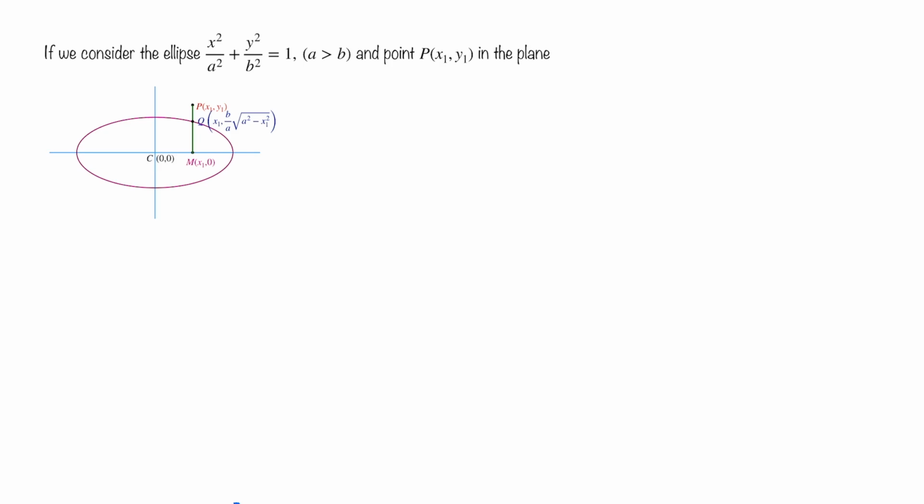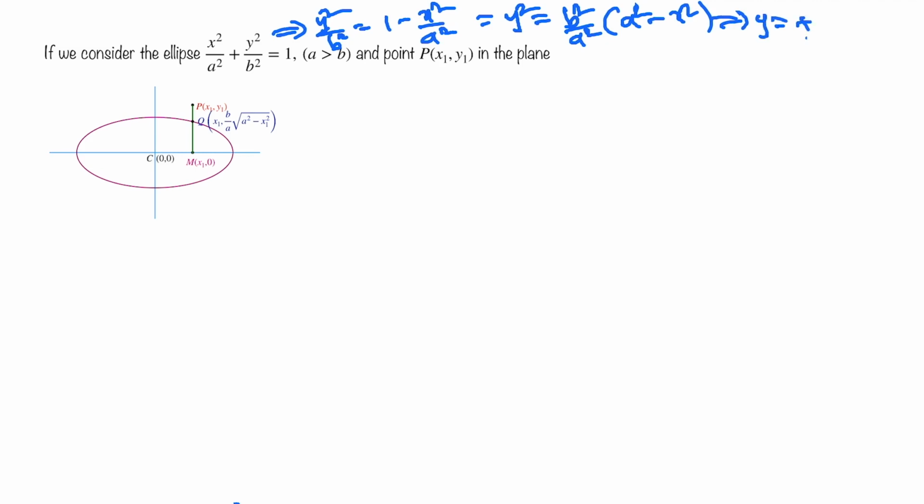Now, the y coordinate of Q is going to be b by a under root a square minus x1 square, because you know from this y square by b square equal to 1 minus x square by a square. Then y square equals b square by a square times a square minus x square. It implies y equals plus or minus b by a times under root a square minus x square. That's why if you know the x coordinate is x1, then the y coordinate must be b by a under root a square minus x1 square. Okay, fine. In this case, it's pretty clear that PM is bigger than QM. This is PM, this is QM.